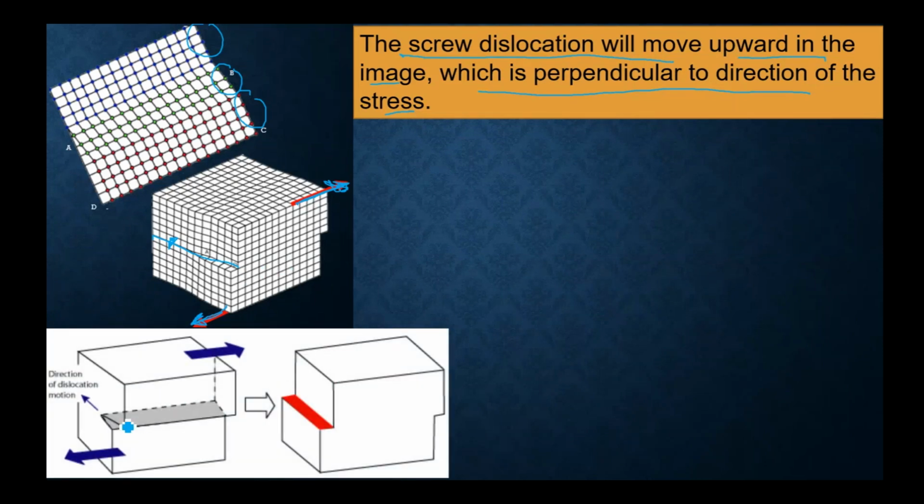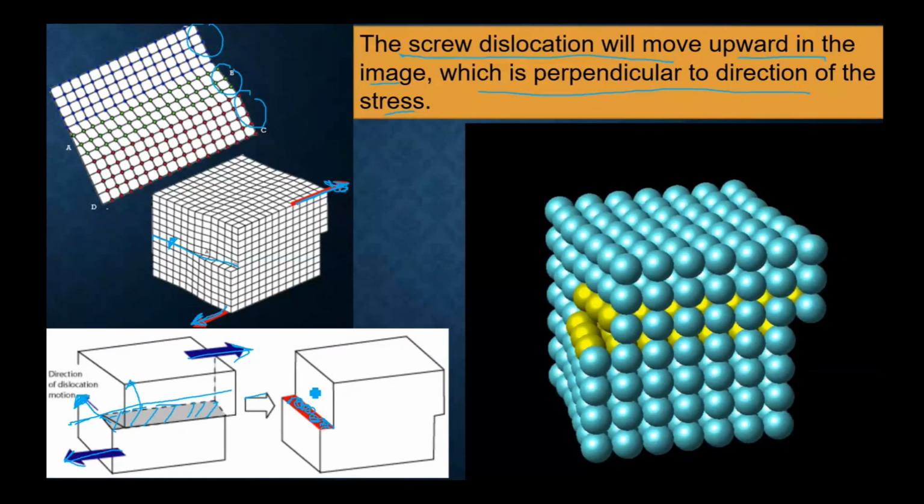So this is your screw dislocation. This is the screw dislocation line. And if you see this dislocation, the movement of this dislocation line is in this direction, which is perpendicular to the direction of stress, until a complete step is generated. Clear enough? Yes, sir. All right. Now, this is the schematic representation.